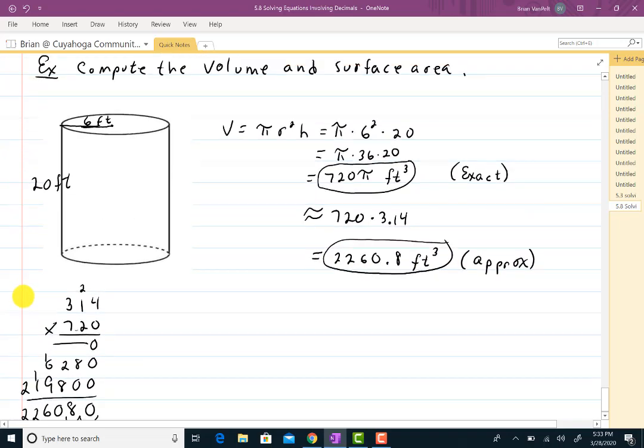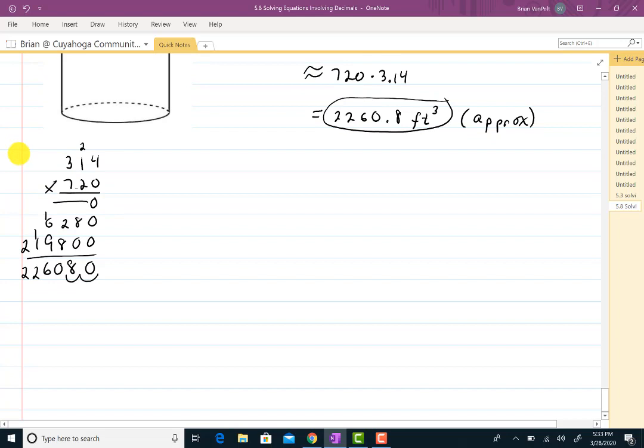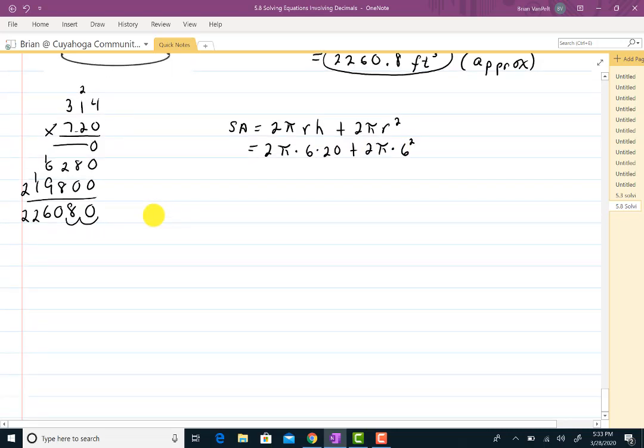So far we have done the volume. Now the surface area was 2 pi rh plus 2 pi r squared. So let's punch these numbers in. I have 2 pi, the radius was 6, and the h was 20. Once again, r was 6. So let me multiply all these numbers out here.